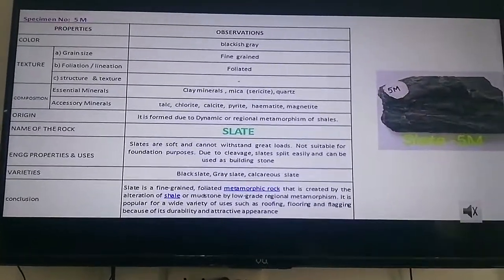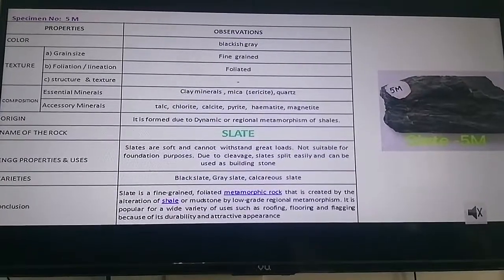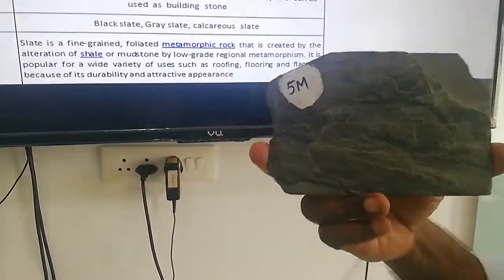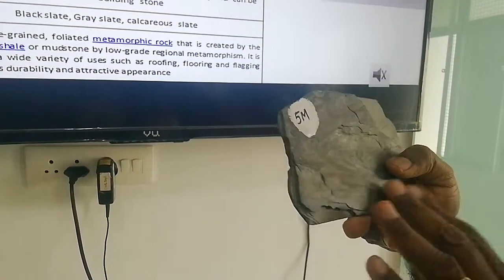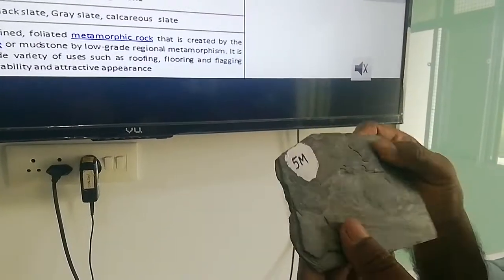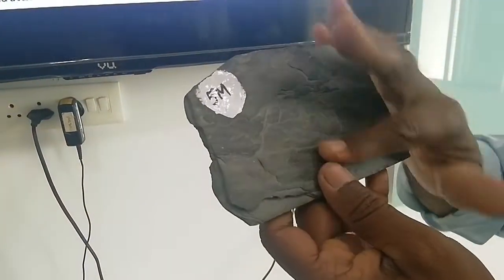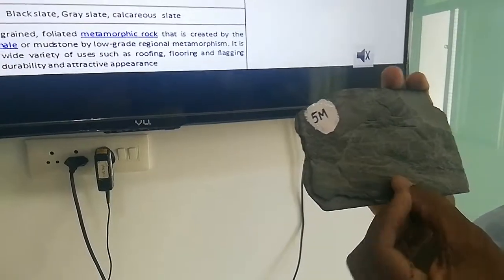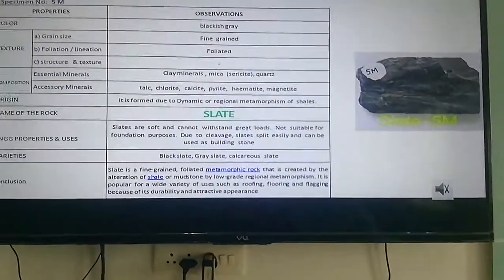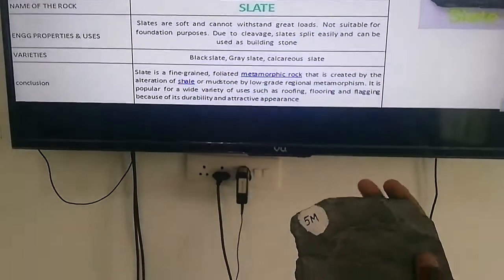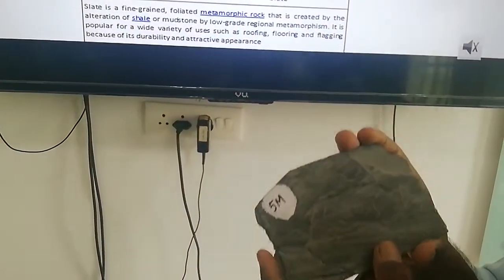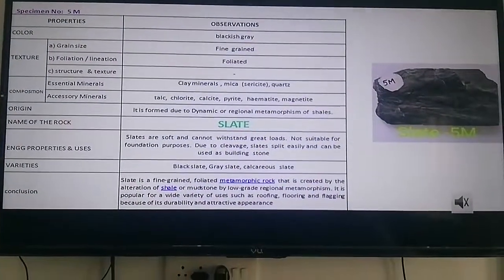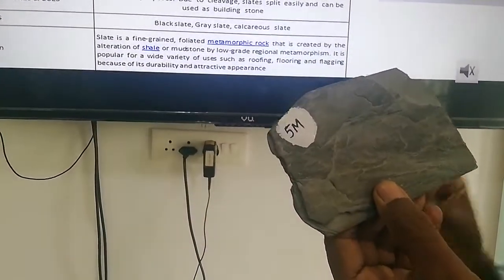Coming to another rock, slate. Slate is a metamorphic rock which is marked as 5M. It is blackish grey or black in color, very fine grained. It is a foliated rock, and it consists mainly of clay minerals, mica minerals and a little bit of quartz. Accessory minerals include talc, chlorite, calcite, pyrite, hematite, magnetite. It is formed due to dynamic or regional metamorphism of shale. So the source rock for the formation of slate is shale.